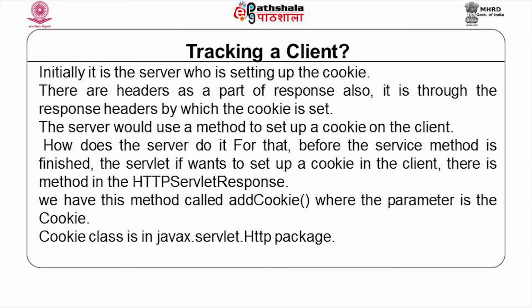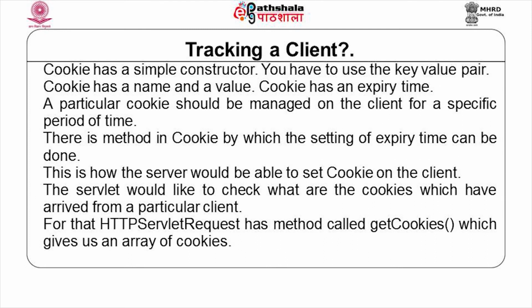Cookie has a simple constructor. You just use a key-value pair, a name and a value. So a cookie has a cookie name and a cookie value, which can be used for creating an object of Cookie. Another thing is that a cookie has an expiry time. The cookie should be managed on the client for at least so much time. After that, the cookie need not be remembered on the client. The Cookie object has a method by which the expiry time can be set.